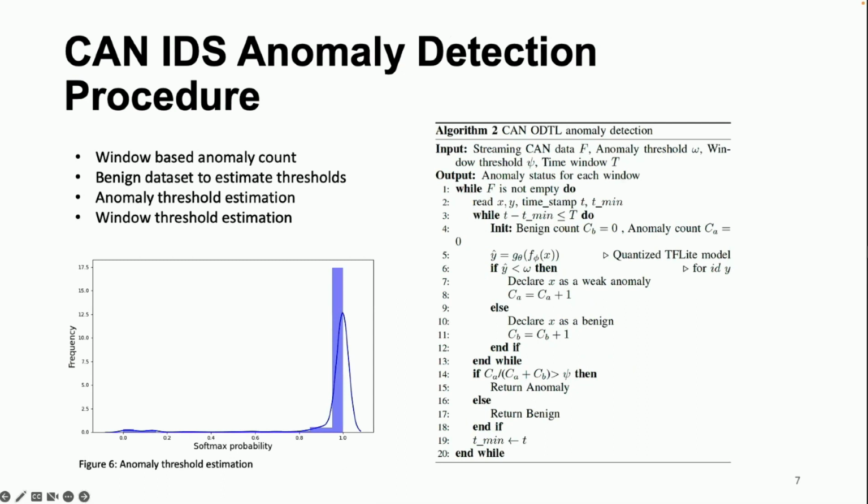So this is the anomaly detection procedure. Since we use a sliding window approach, one anomalous CAN ID introduces a few anomalous sequences. Therefore, we consider a small observation window to identify anomalous or benign status. This also helps to minimize false positives. We use two thresholds: an anomaly threshold and a window threshold. Since our training method is totally dependent on benign data, we use the benign dataset to estimate these thresholds as well. This figure shows how we estimate the anomaly threshold. We find the minimum softmax probability for each CAN ID as the threshold. For the window threshold, we select a threshold which gives the minimum false positives for the benign dataset.